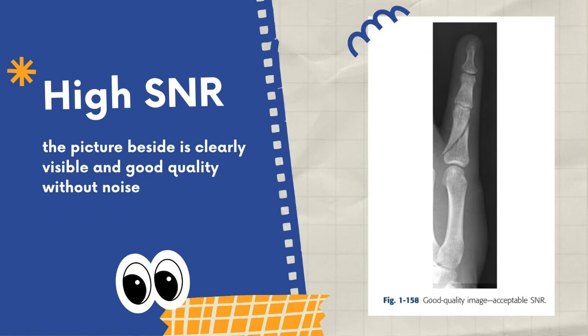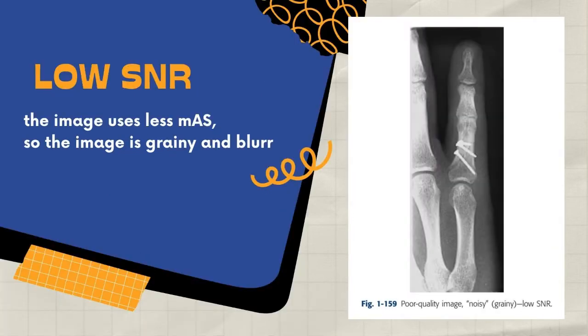From what I explained earlier, images that are too bright will not be clear in digital processing, so it's best to check first. Next, low SNR. When mAs is insufficient, the receptor does not receive enough X-rays, resulting in a low SNR with a noisy image.